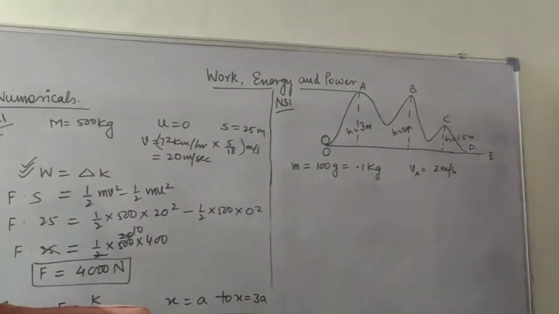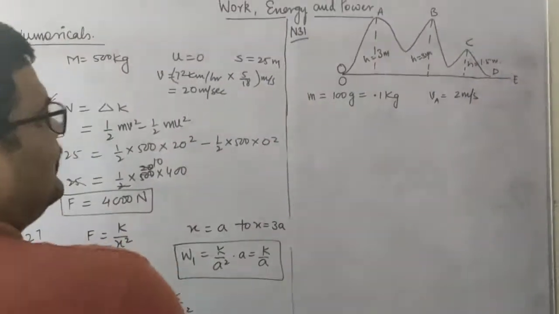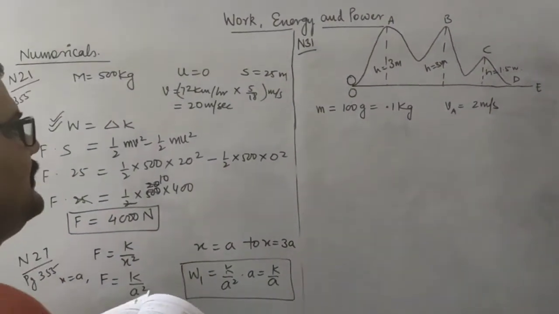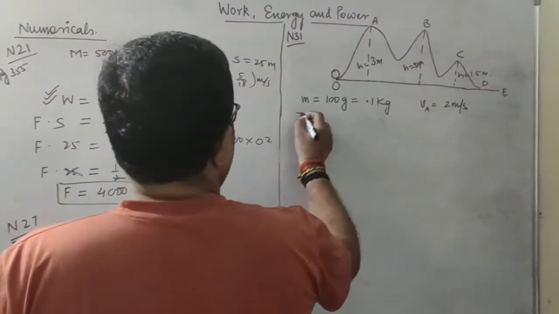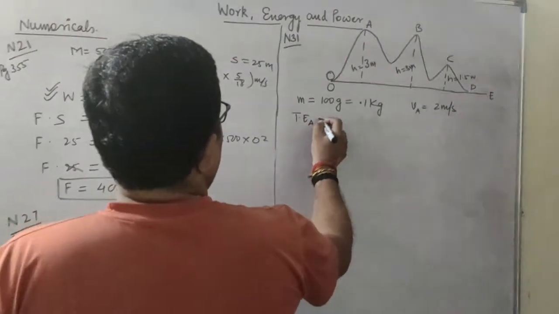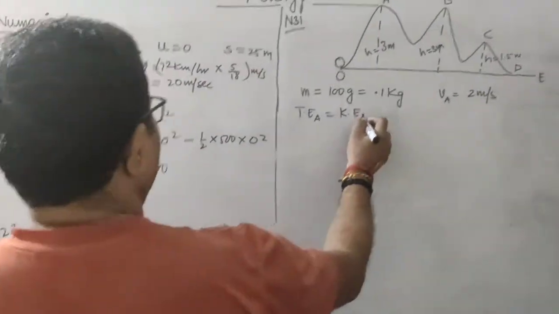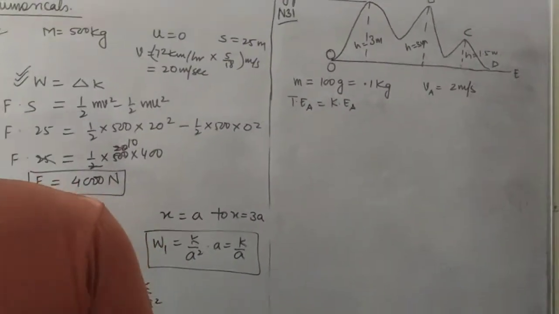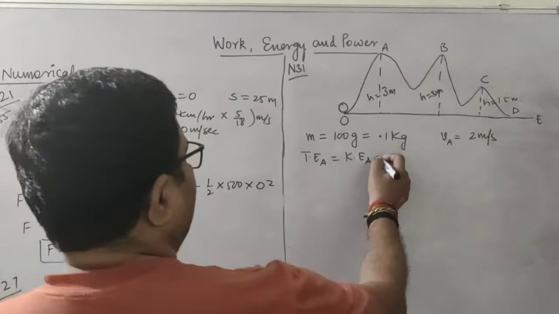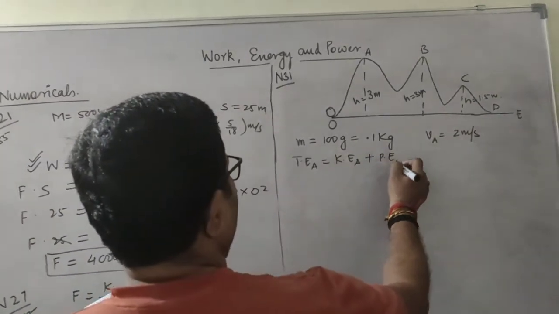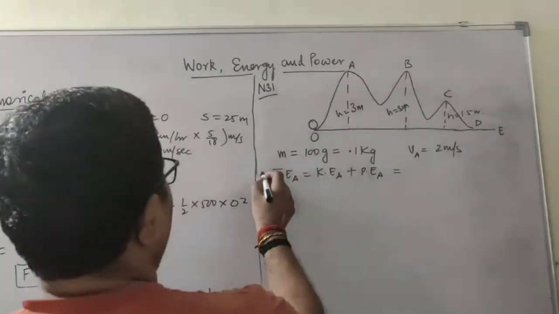The ball moves along a frictionless track as shown in the figure. It is also given that this track is frictionless. So what is the total energy at A? First part: what is the total energy of the ball at A? Kinetic energy at A plus potential energy at A. So this is the first part.